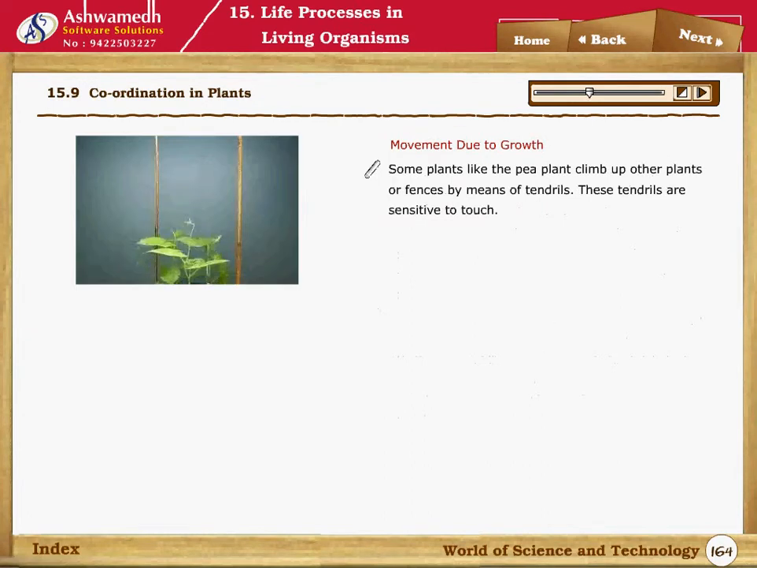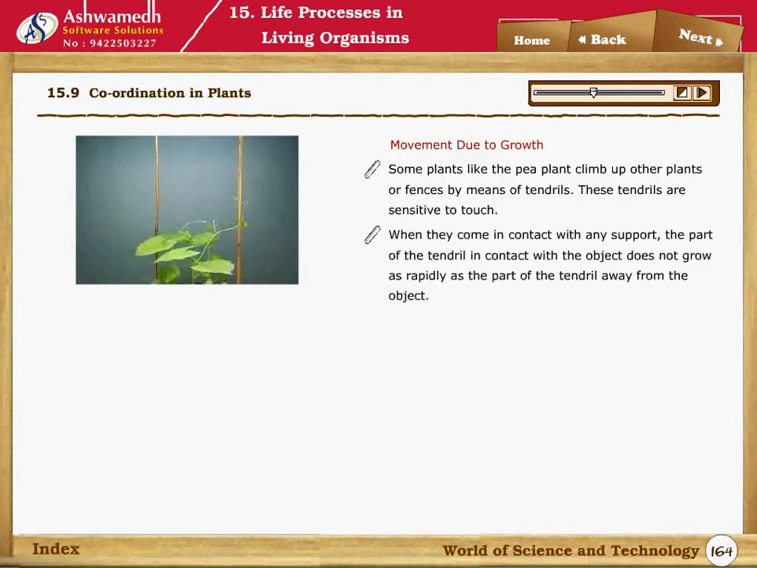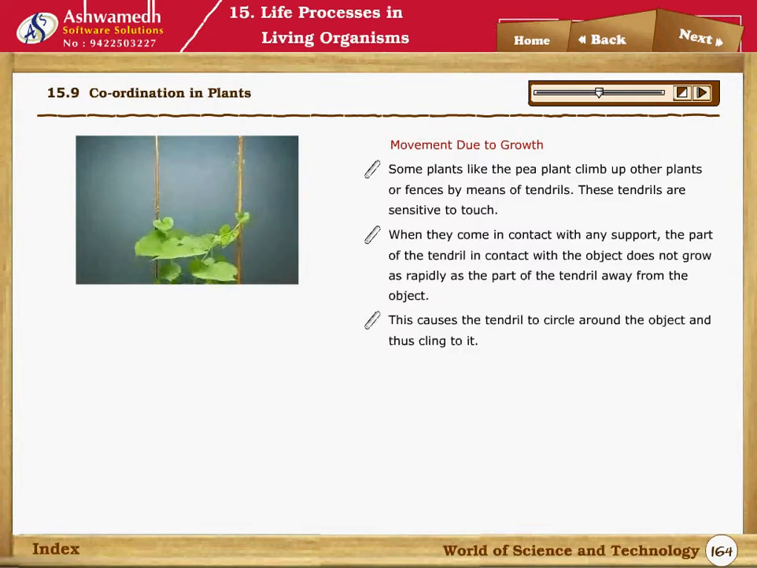Some plants like the pea plant climb up other plants or fences by means of tendrils. These tendrils are sensitive to touch. When they come in contact with any support, the part of the tendril in contact with the object does not grow as rapidly as the part of the tendril away from the object. This causes the tendril to circle around the object and thus cling to it.